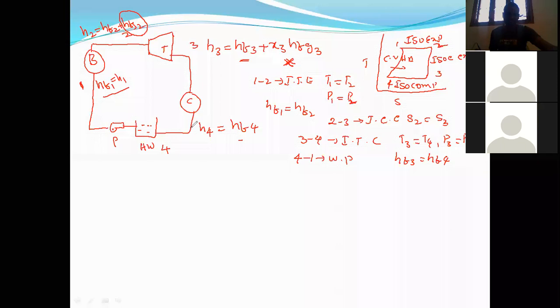Sir, at H2, the steam coming from the boiler, is it wet steam or dry steam, sir? Dry steam. It is definitely very dry steam. Not only dry steam, it is superheated steam. Sir, we take enthalpy of fluid, right? Then there it is HF2 plus HFG2. That is the dry steam formula, I told you the other day. What is the dry steam formula?